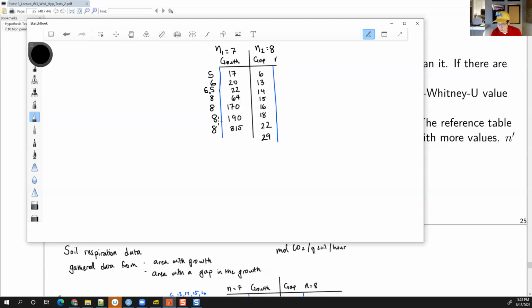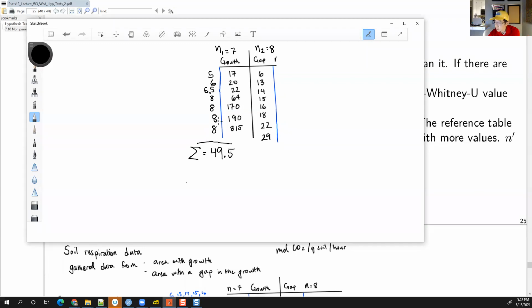One thing to note is that we're going to sum up this column. We do 8 plus 8 plus 8 plus 8, 32. 6 and 6 is 12. So that's 44.5, plus 5, we get 49.5.